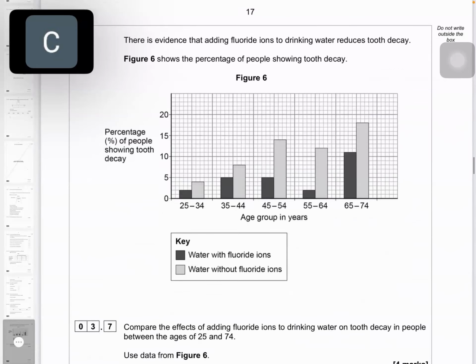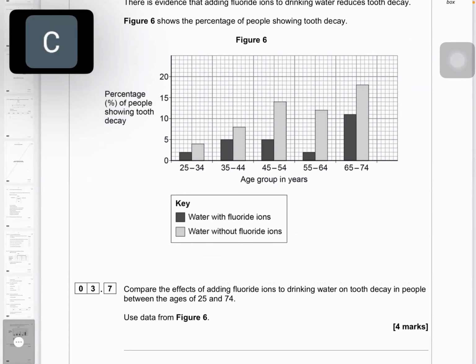Recording in progress. Okay. What does this one say? What does it say?